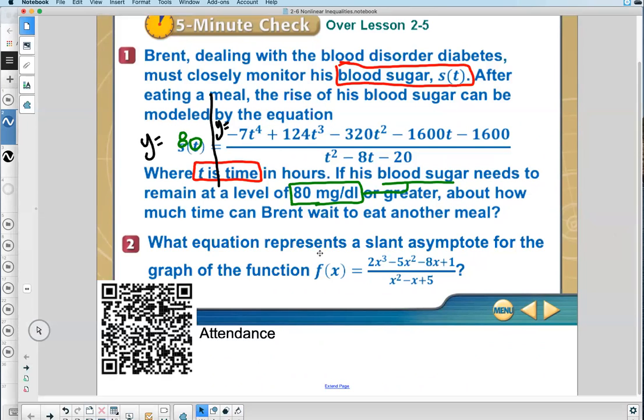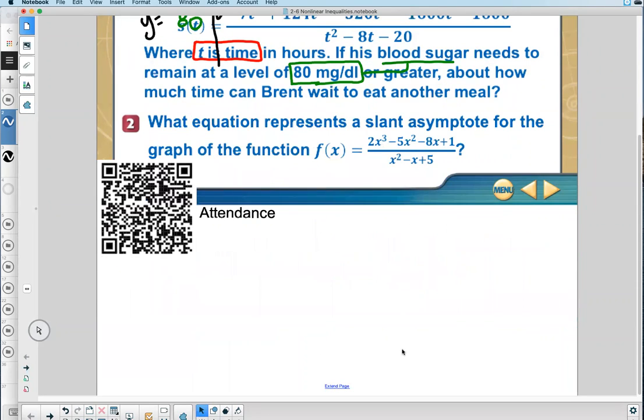All right, let's take a look now at number 2. Number 2 says, what equation represents a slant asymptote for the graph of the function f of x equals 2x cubed minus 5x squared minus 8x plus 1 over x squared minus x plus 5? Okay, so I'm about to show you a graphing trick for how to do this type of problem. But before I do that, I'm going to go over the algebra again.